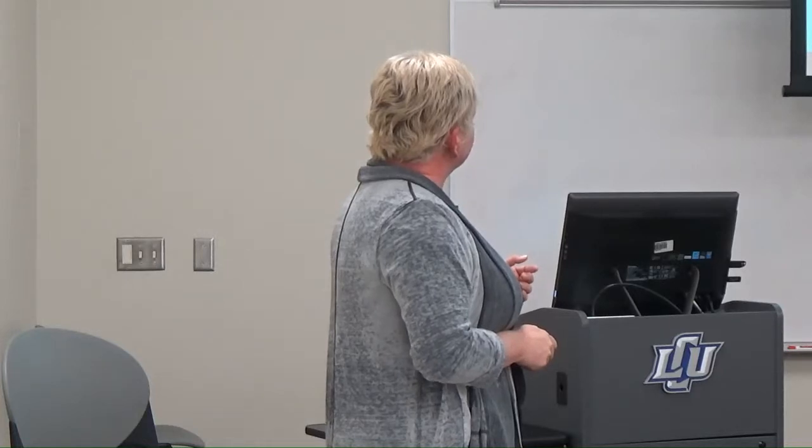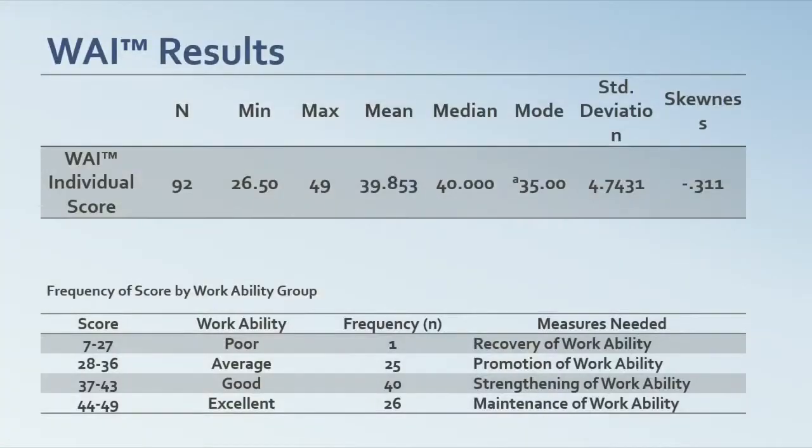The work ability scores. I had only 1 person in the poor category. That's good. Average 25, good. Everybody is either in our good, excellent, or they're average. There's actually more people over here. So 26 people in the lower group, and then this looks like 66 up there in the higher group. Anybody have questions about data?